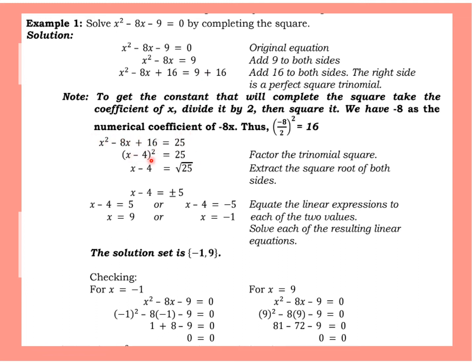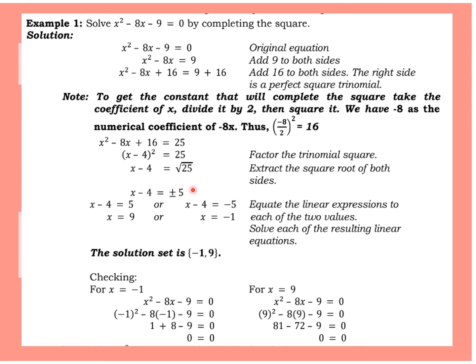So, (x - 4)² = 25. Extract the square root of both sides. x - 4 is equal to the square root of 25. So, x - 4 is equal to positive or negative 5.